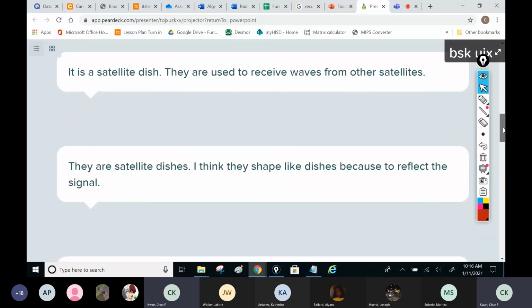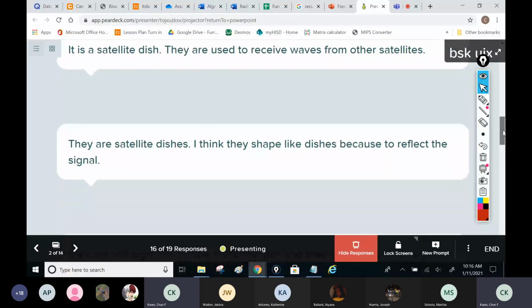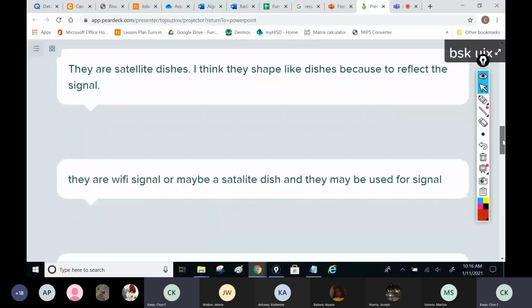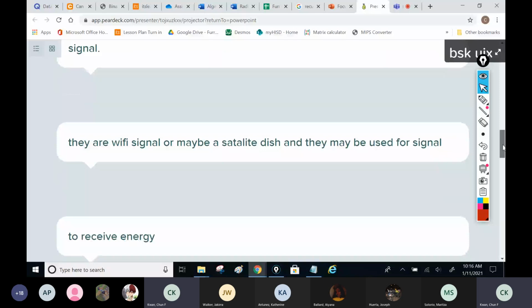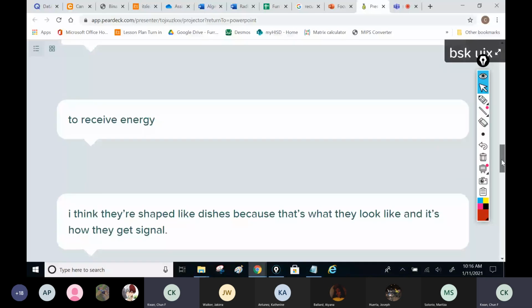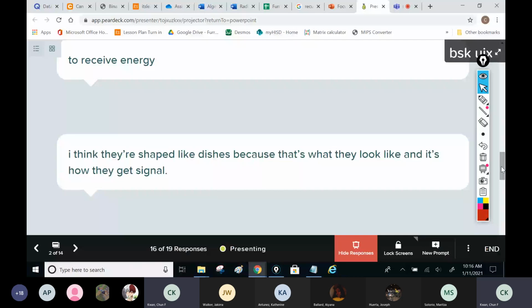I think they're shaped like dishes to reflect the signal. Yes. Okay, good. Wi-Fi signal or maybe a satellite dish, and they can be used to receive energy. Because that's what they look like and it's how they catch signal. Okay, good.